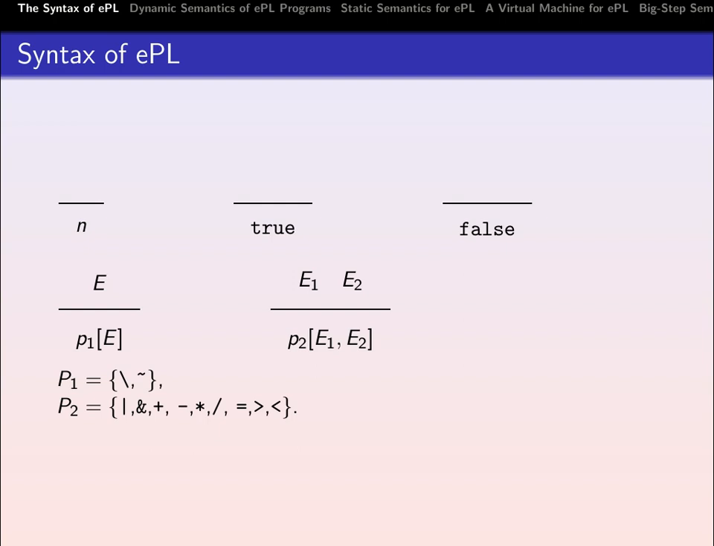And now comes the interesting aspect. And again, I'm going to look at the more interesting one, which is in the middle, E1 and E2. We're saying that if E1 is an expression and E2 is an expression, then whenever we put an operator between E1 and E2, that's a correct expression. And again, we're taking sort of a shortcut.